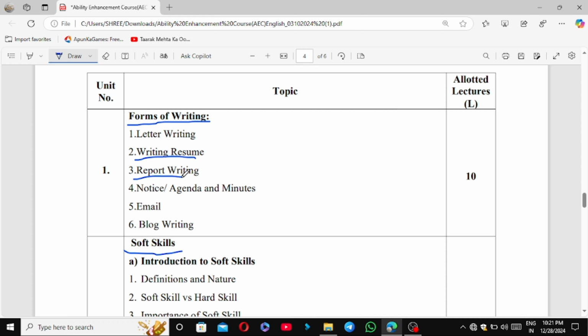Okay, so what about report writing? You know that report writing is a structured document that presents information about some programs or activities that are happening in your college or any official space. Report writing is a document that presents some information, analysis or recommendation on a specific topic or issue. There are many parts in the structure of a report: title page, table of contents, introduction, body of the report, conclusion, recommendation, etc.